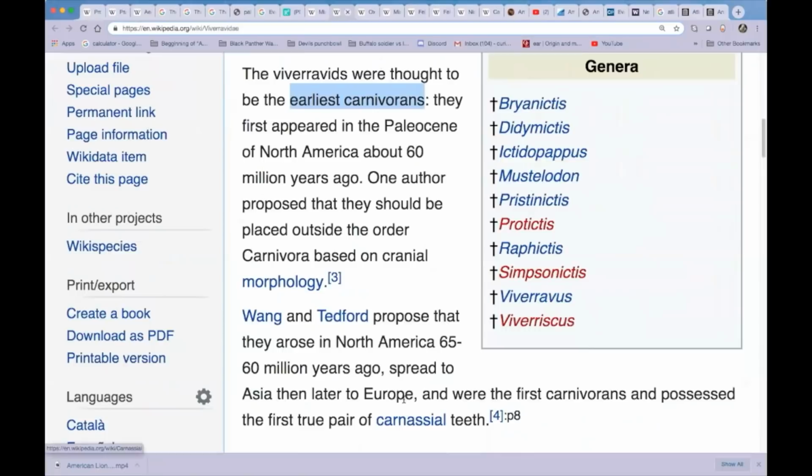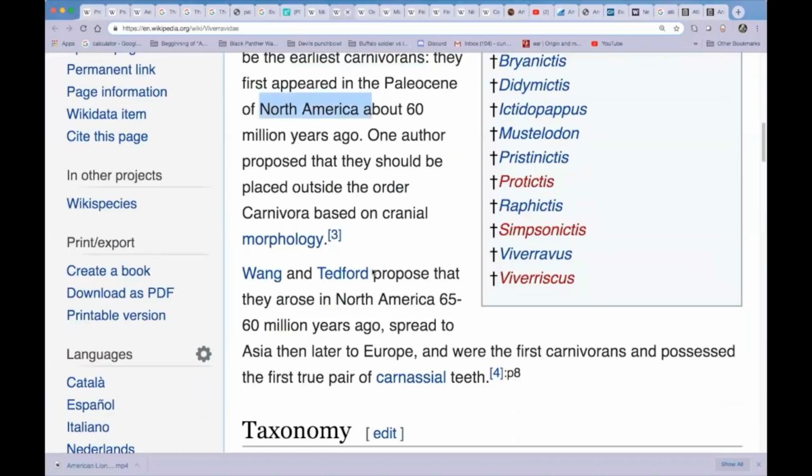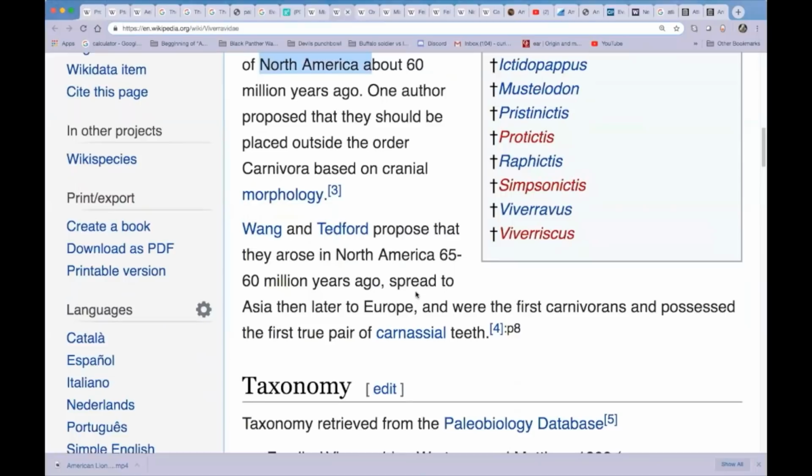Now further down it says the Viverravids were thought to be the earliest carnivorans. They first appeared in the Paleocene of North America about 60 million years ago. North America, the first carnivorans. Wang and Tedford proposed that they arose in North America 65 to 60 million years ago, spread to Asia, then later to Europe.